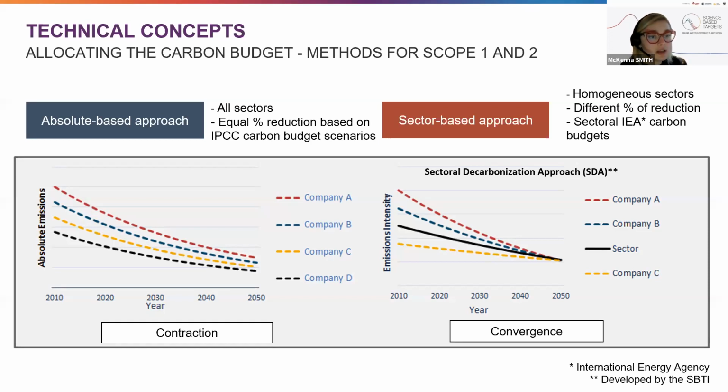So the difference between this and the absolute contraction method is obviously all companies have to reduce at a linear rate with the absolute based approach, right? So this means it's an equal percentage reduction based on the IPCC carbon budget scenarios. I would say a good 90% of the companies that we receive set targets using our absolute based approach. And then there are a couple of companies that fall within the SDA methods that choose the sector based approach because that is just more suitable for the way that they would like to decarbonize.